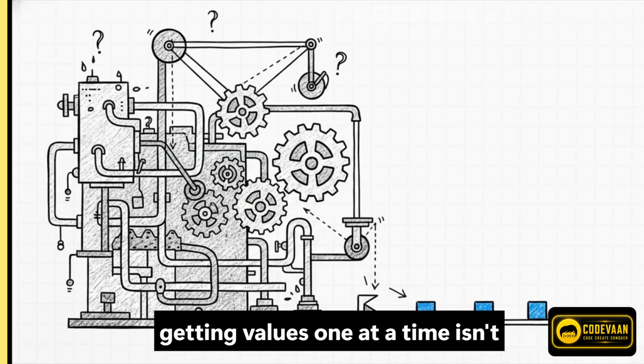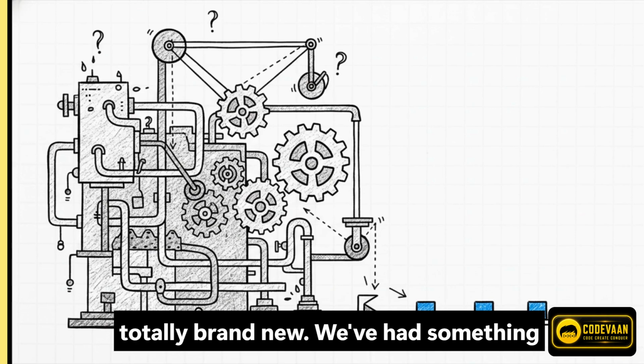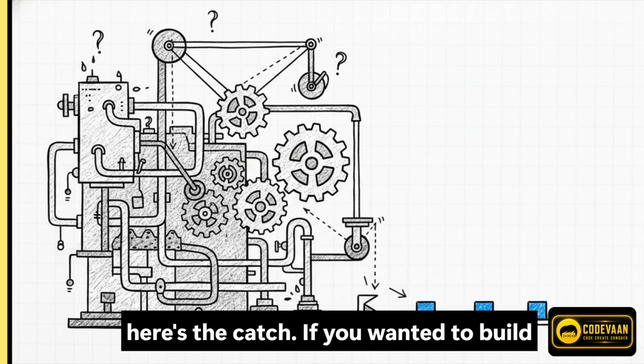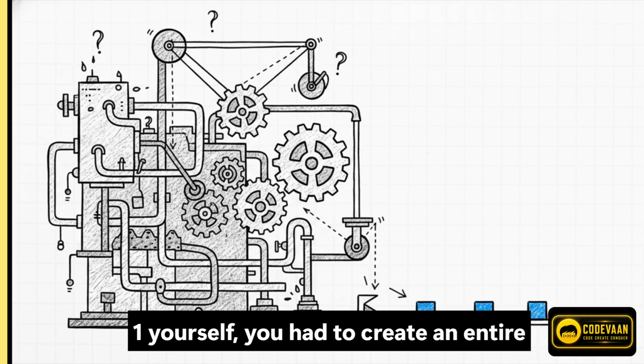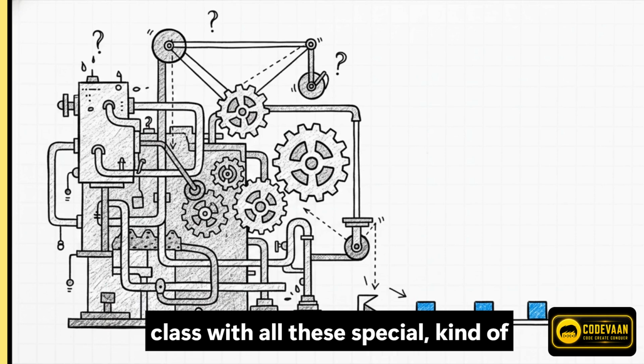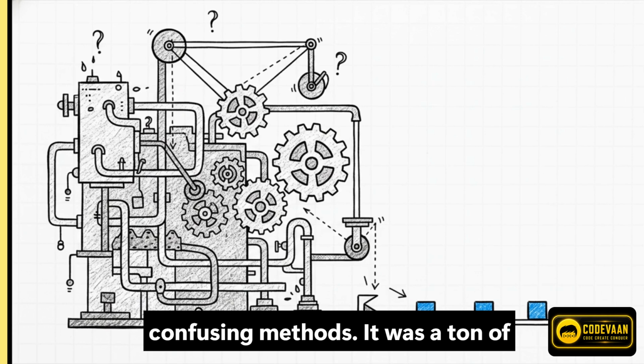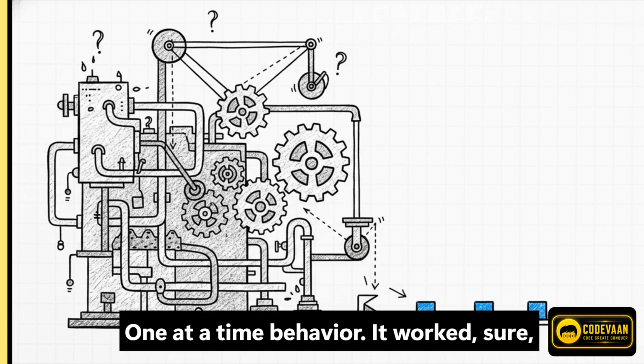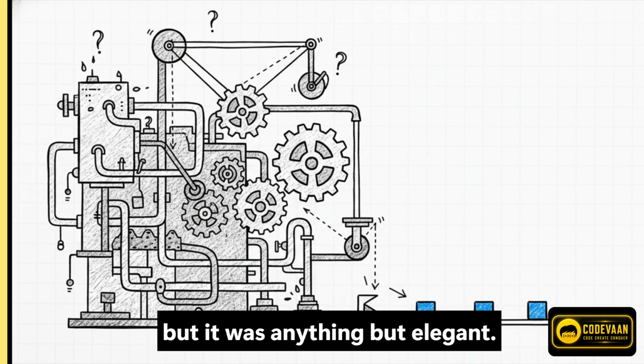Now, this idea of getting values one at a time isn't totally brand new. We've had something called iterators for a long time. But here's the catch. If you wanted to build one yourself, you had to create an entire class with all these special, kind of confusing methods. It was a ton of boilerplate code just to get that simple one-at-a-time behavior. It worked, sure, but it was anything but elegant.